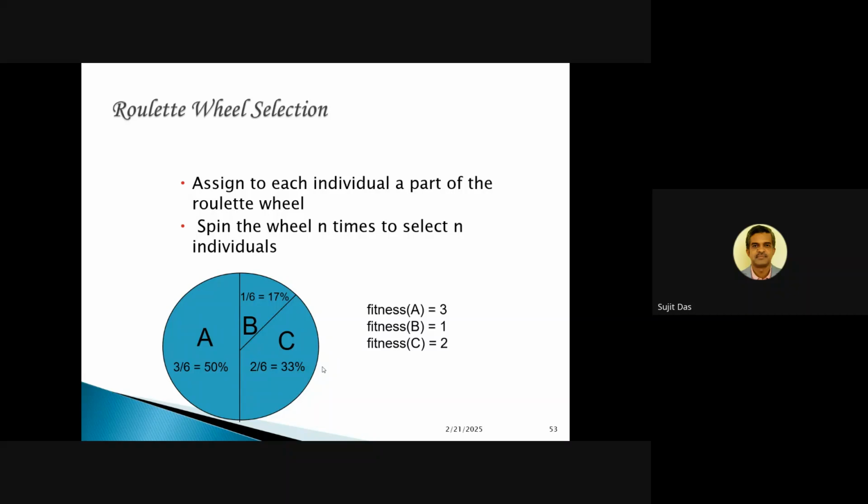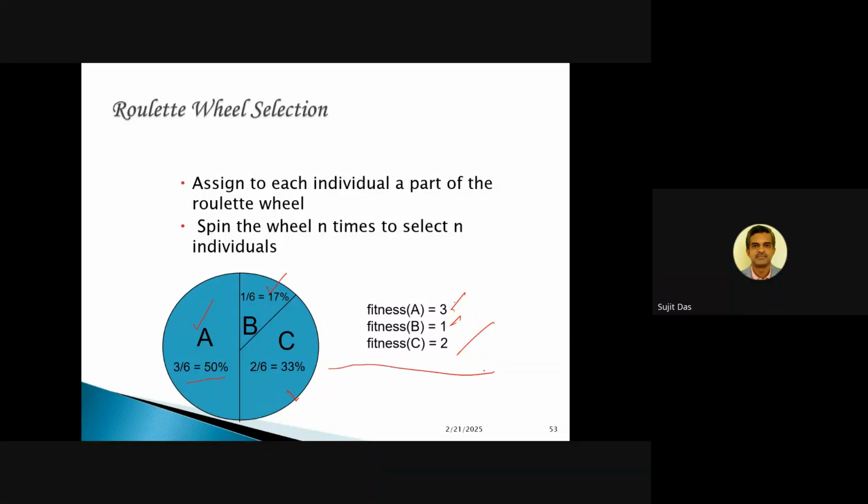How is roulette wheel selection getting done? See, here we are taking 3 solutions, A, B, C, and they have fitness values 3, 1, and 2. Now, if you assign these solutions on the wheel based on their probabilities, what will be the probability of allocation for solution A? The fitness is 3, the summation is 6, so 3 by 6, that means 50%. So 50% of the wheel will be allocated to solution A, 17% to solution B, and 33% to solution C.